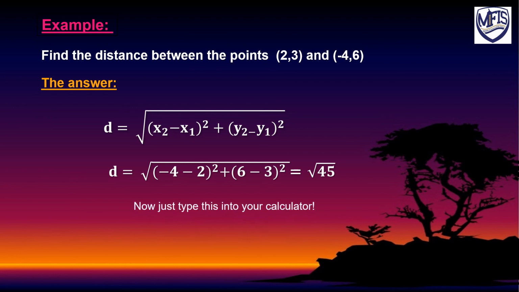Now, I can convert this irrational number into decimal form. Then, approximate the answer to the nearest 2 decimal places. The answer will be 6.71.